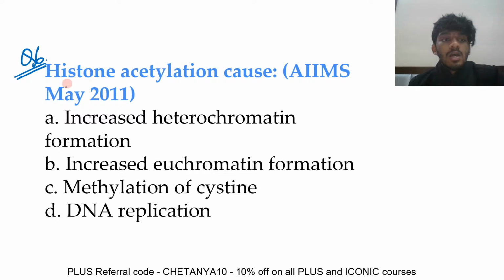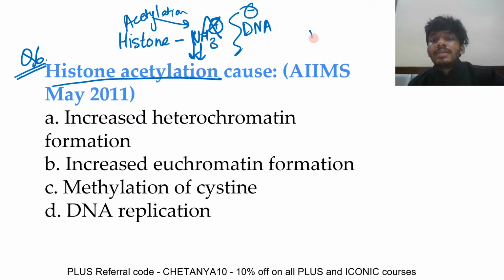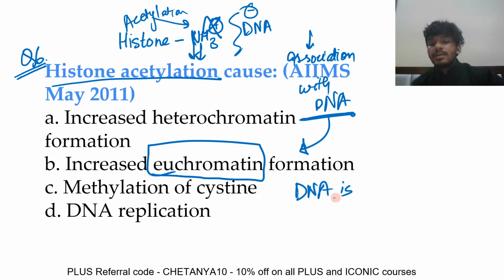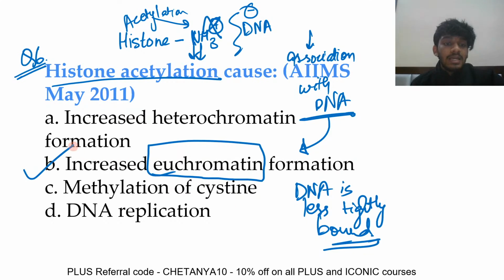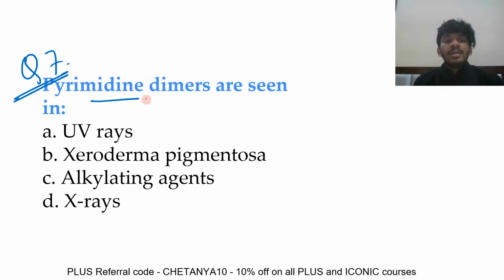It's not DNA replication. Histone acetylation, let's say this is a histone protein. It is a basic protein, so it has this positive charge and it binds to negatively charged DNA. So if you acetylate it, this positive charge is reduced. That will decrease its association with DNA. And if the association with DNA is decreased, that will lead to increased euchromatin formation. What is euchromatin? The DNA is less tightly bound and it is more easily expressed. So the answer for this question is going to be option B, increased euchromatin formation. Okay. Next, question number 7. Pyrimidine dimers are seen in which of these scenarios?